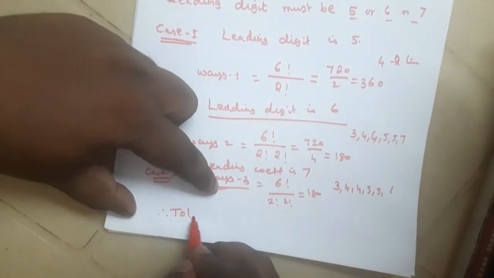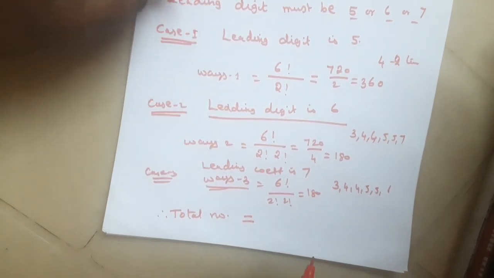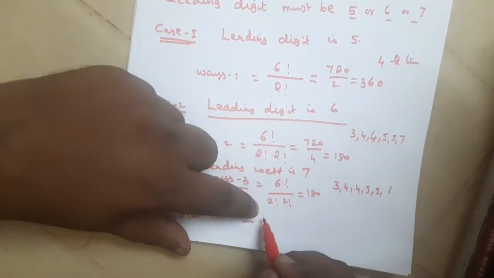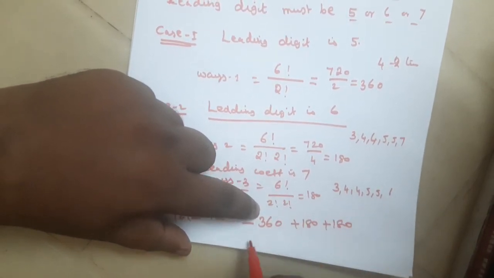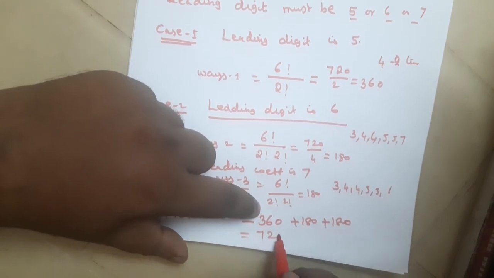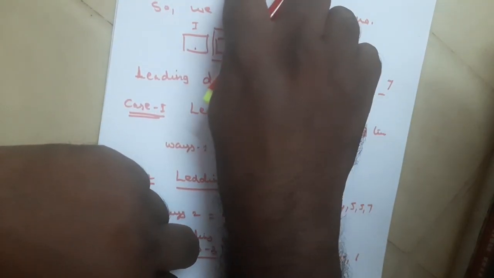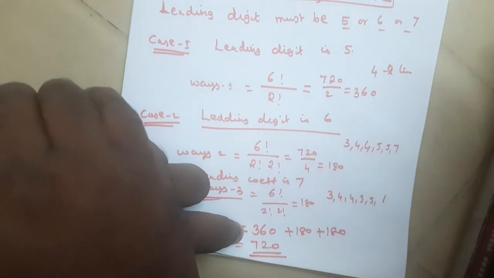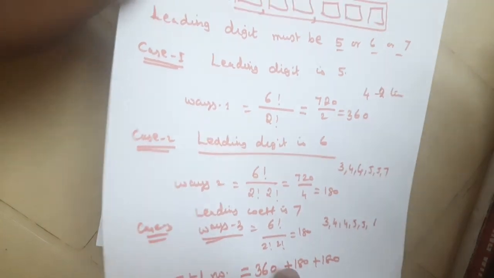Therefore, the total numbers, by using the addition rule, we add these 3 numbers: 360 plus 180 plus 180. So 360 plus 360, 720. So this is the answer for this question. Using these 7 digits, we can form 720 numbers exceeding 50 lakhs. Okay.